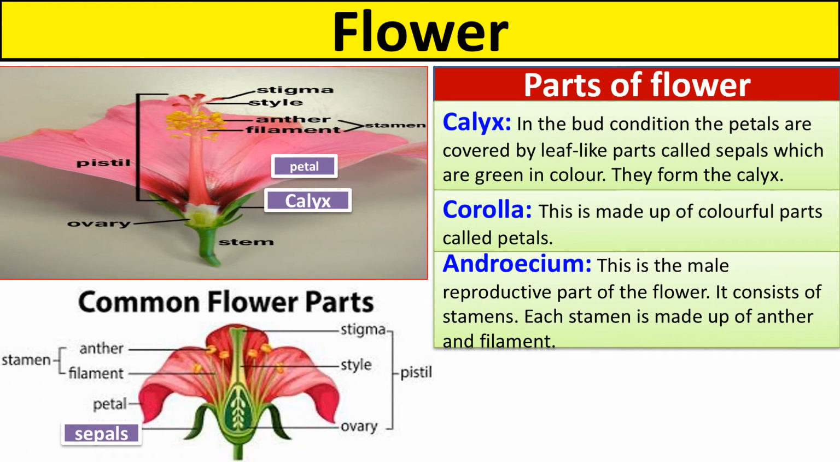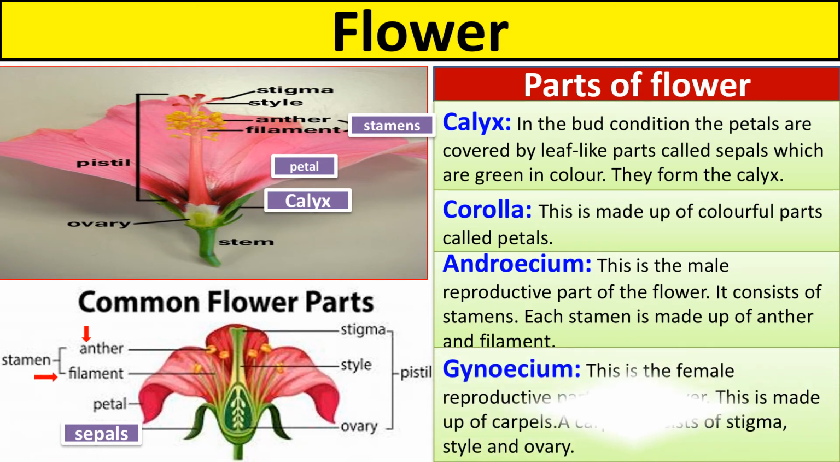Then androecium. This is the male reproductive part of the flower and it consists of stamens. See, stamens. And each stamen is made up of anther. See, anther, which contains pollen. See, yellow color pollen. And then it is also made up of filament. Anther and filament.